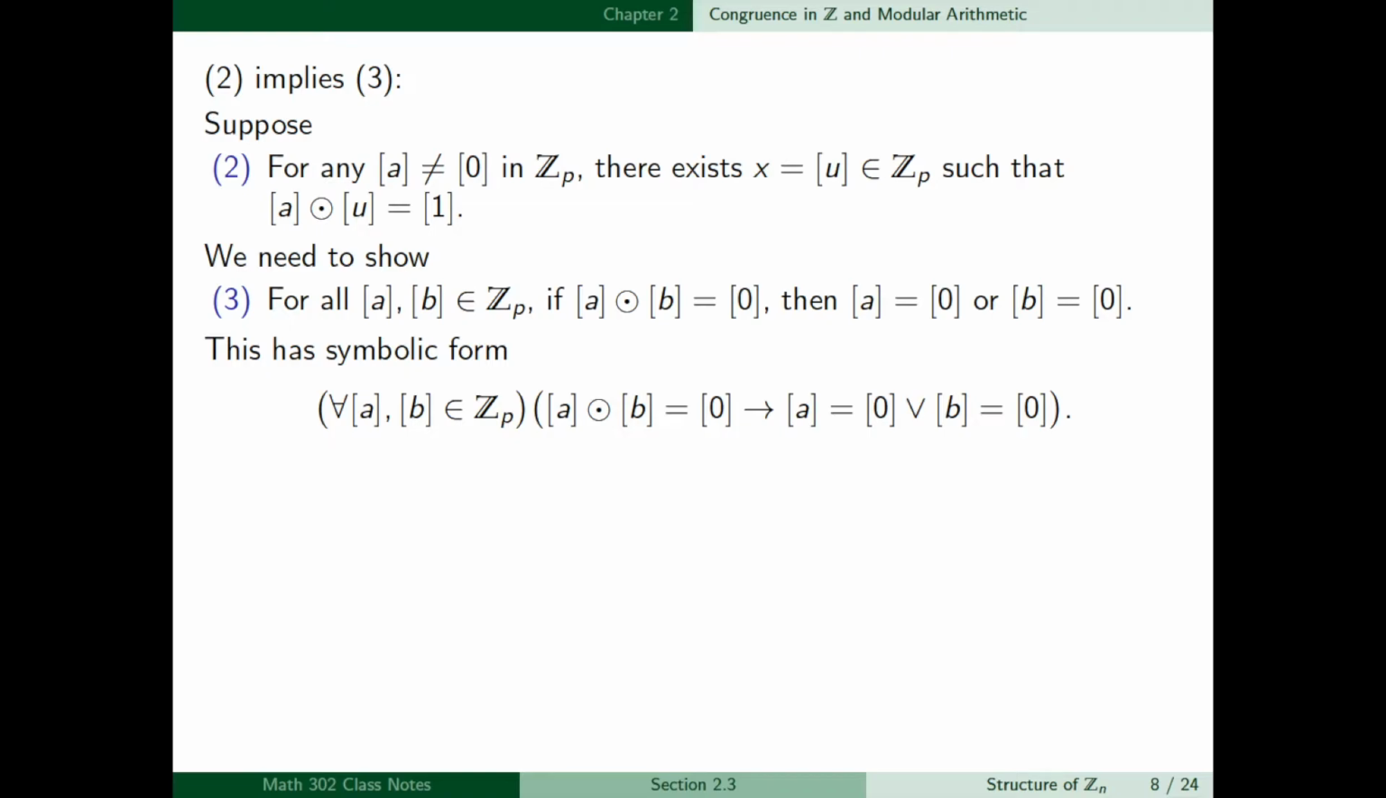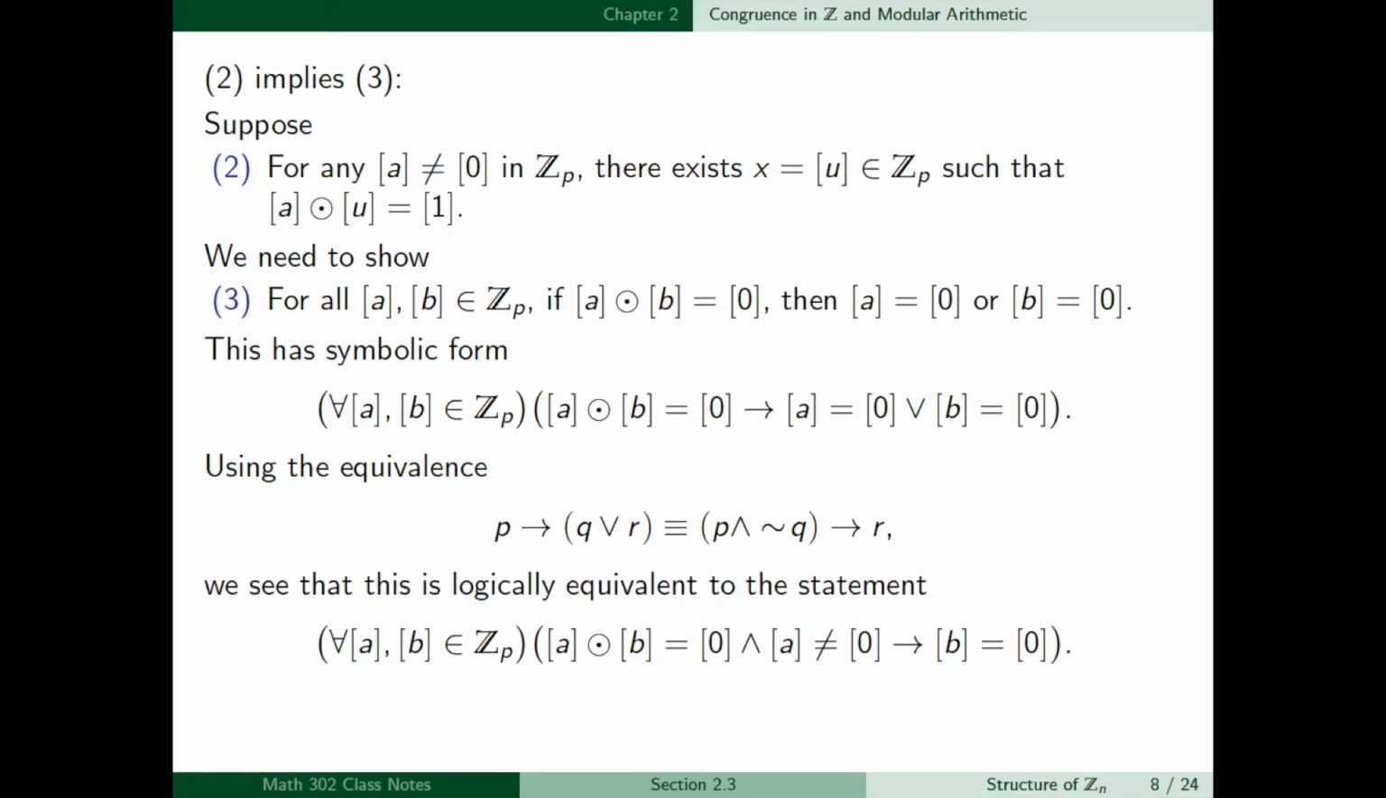Now, typically, when you're trying to prove a statement that has this type of symbolic form, we use this equivalence. The equivalence states that P implies Q or R is logically equivalent to P and not Q implies R, where P, Q, and R are any statements. So we see that the statement we're trying to prove will be logically equivalent to the statement: for all A and B in Z sub P, A times B is 0 and A is not equal to 0 implies B is 0.